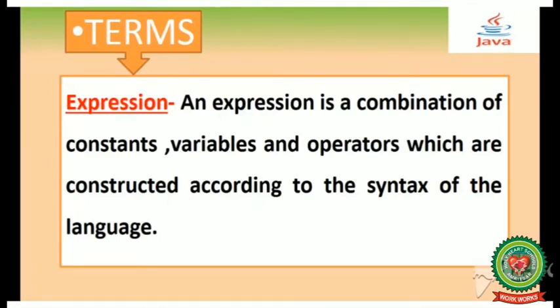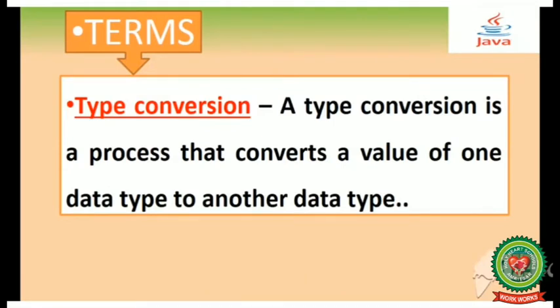The next definition is type conversion. Conversion means to convert. Type means data type. So a type conversion is a process that converts the value of one data type to another data type. Data type means integer data type to real data type, that is decimal to integer or integer to decimal. So that is called type conversion.